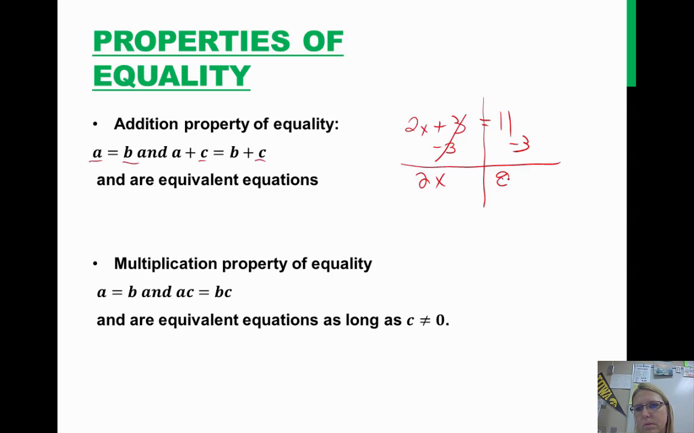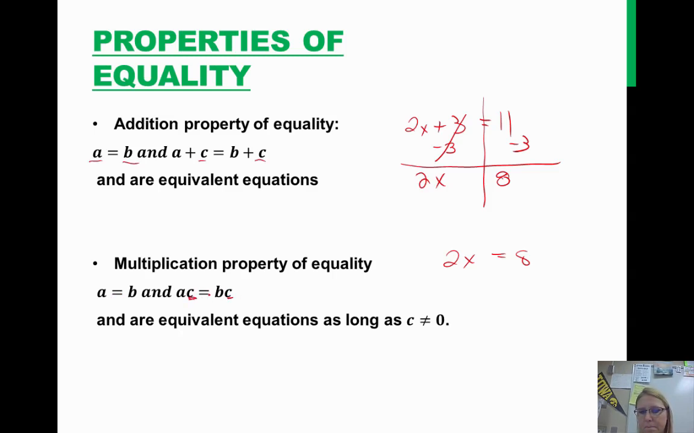So this would be 2x, the 3's cancel, and now I have 8. So that is an example of the addition property of equality. Now if I move on down here, I still have 2x equals 8, and it will still be equal if I multiply or divide by the same number on both sides.